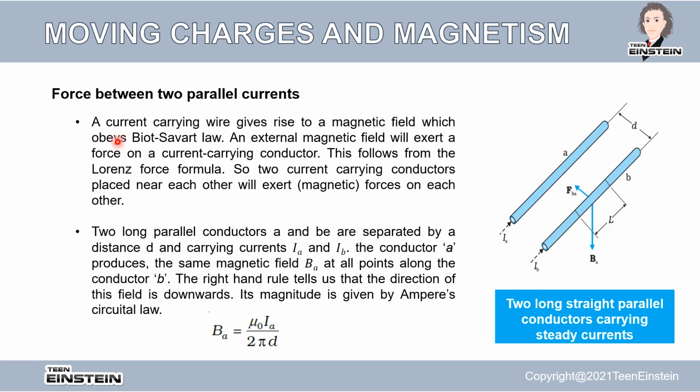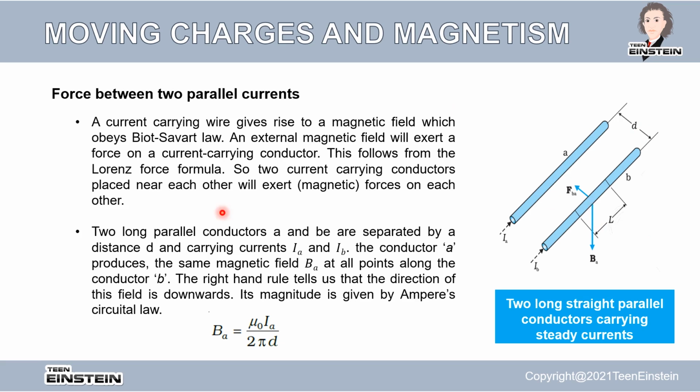A current carrying wire gives rise to a magnetic field which obeys Biot-Savart's law. An external magnetic field will exert a force on a current carrying conductor. This follows from the Lorentz formula. So, two current carrying conductors placed near each other will exert magnetic forces on each other. That's what we are going to calculate. What will be the magnitude of this force?